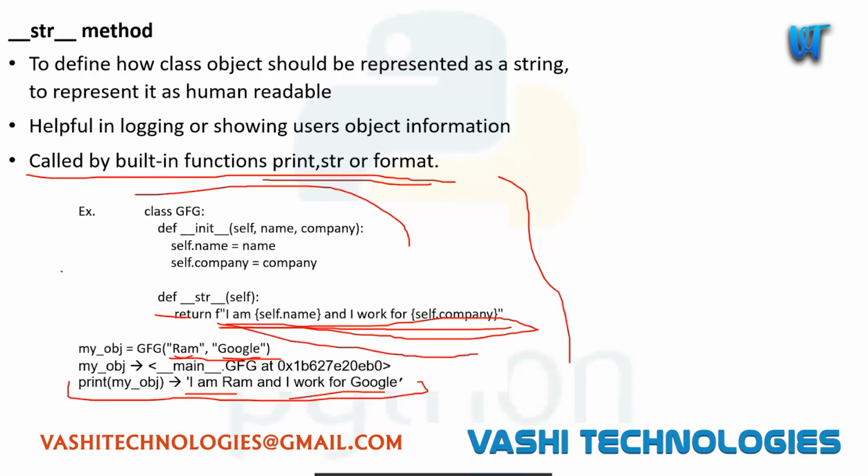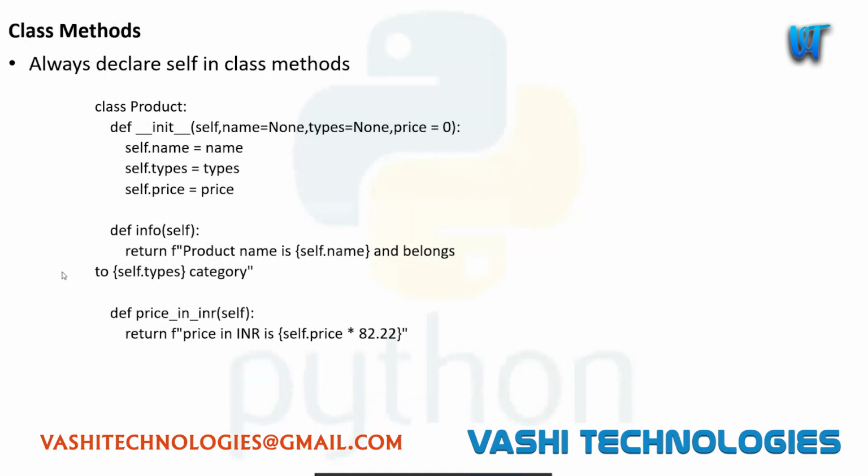Clear with the str method, right? And then methods. This class methods, I have just given it for our understanding purpose. When I say methods, that's automatically an instance method, from now on. The reason why I'm telling this, you will come to know. As I said, always declare self in class methods. You have to give self in methods. Whichever method we are defining, self is a must for each and every method inside a class.